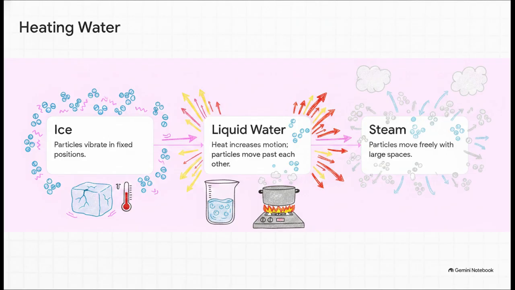Finally, step 3, we put that water in a pot on the stove and crank up the heat to a boil. We are pumping massive amounts of energy into the water. The particles move so frantically fast that they completely break away from each other, spreading out with huge amounts of space between them. They become a gas, steam. So remember, the particles didn't get bigger, they just got much faster and spread much further apart.